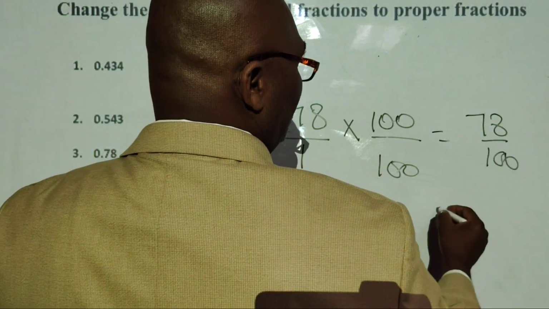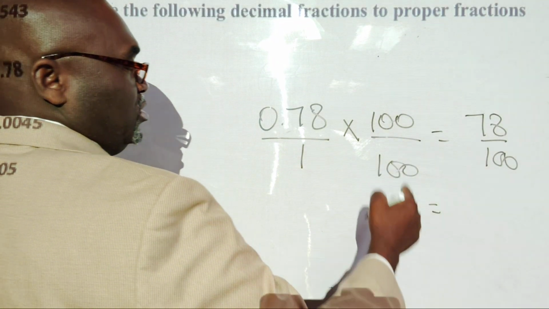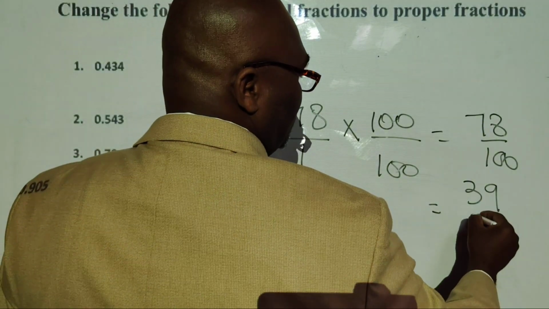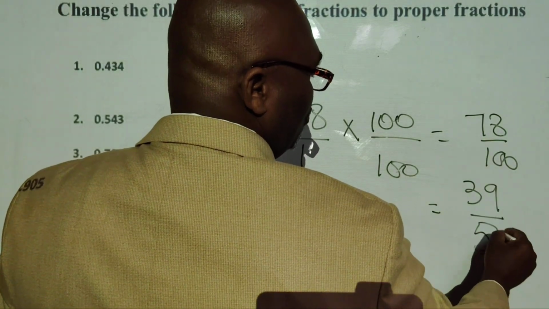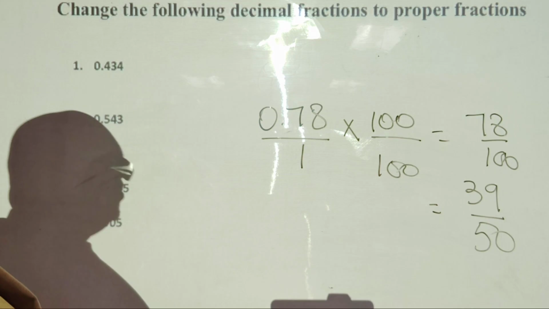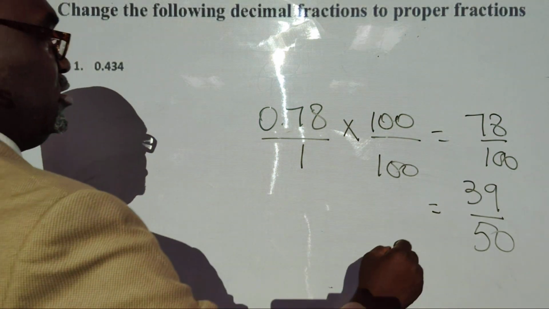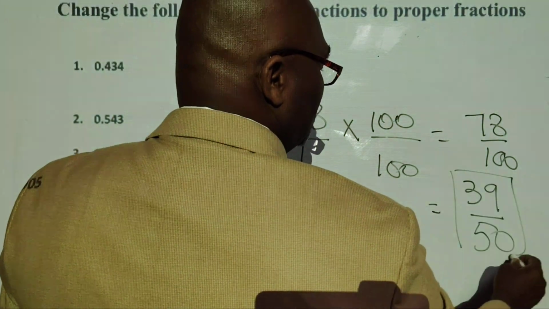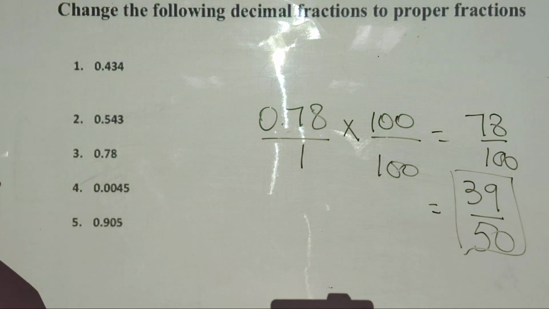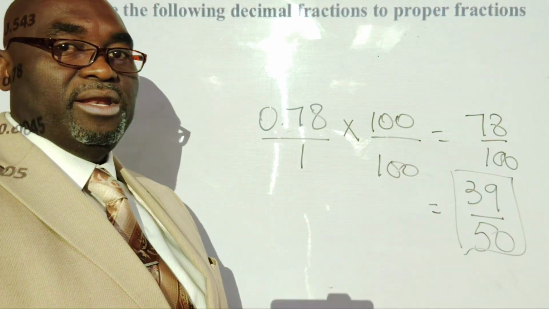So when I divide both by 2, if you do 78 divided by 2, you're going to have 39. Mr. Z, how do you know that? I just do that from my brain. You know? So 39 times 2 gives you 78. So that is how you convert a decimal fraction to a proper fraction. If you have to reduce, go ahead and reduce that.